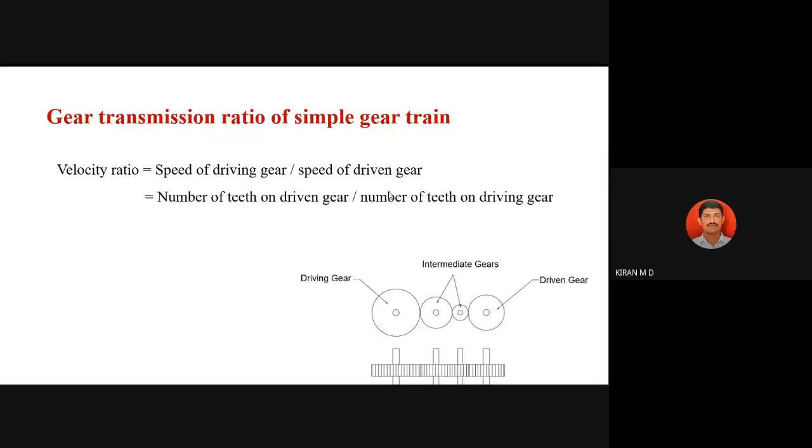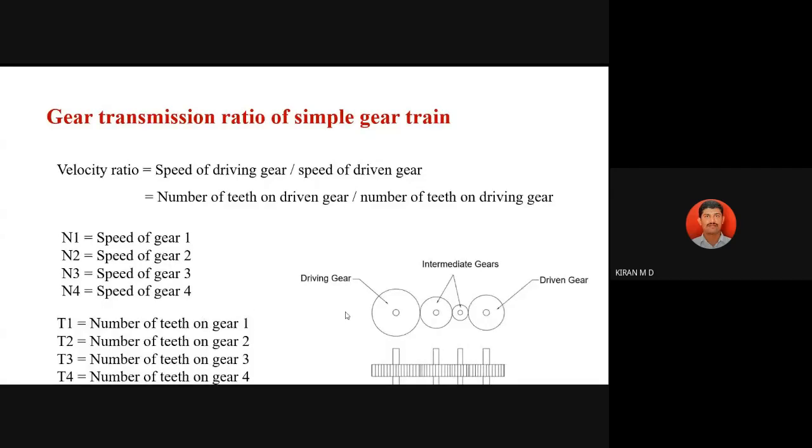Okay. So now, let us consider this gear train. This is gear number 1, 2, 3, and 4. The driving gear is 1, then an intermediate gear, another intermediate gear, and the driven gear. So for the driving gear I will give the number 1, the first intermediate gear is 2, the second intermediate gear is 3, and the driven gear is 4.